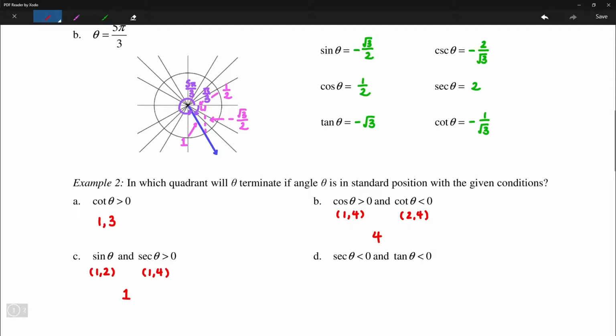And finally, secant theta being negative, that's quadrants 2 or 3. Tangent theta being negative, that's quadrants 2 or 4. So combined, then here we have quadrant 2.